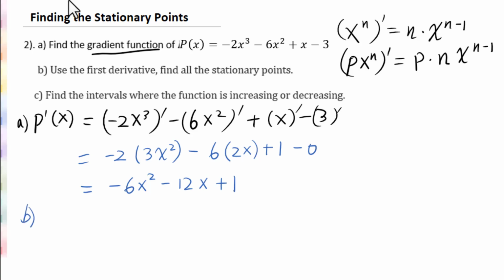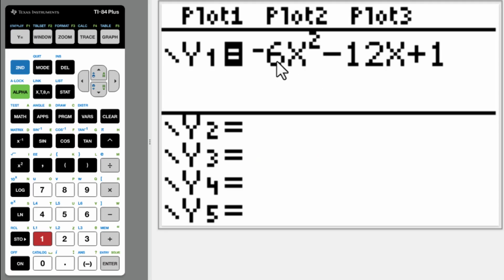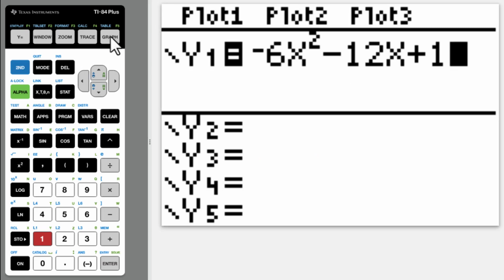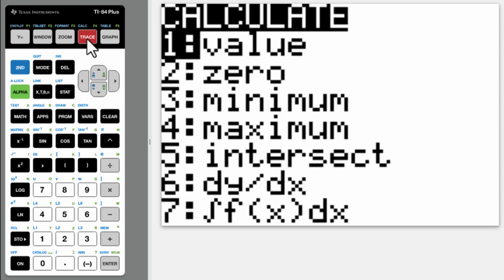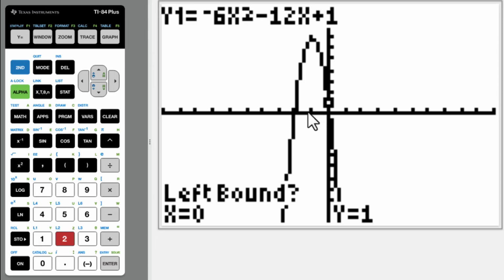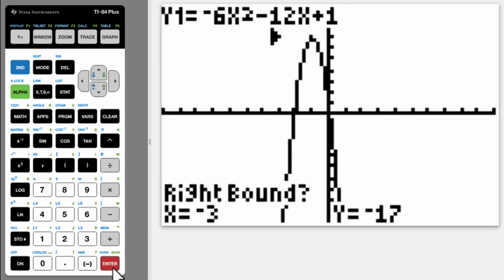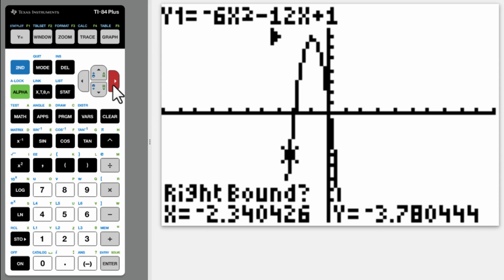For b, use the first derivative to find all the stationary points. P prime of x equals 0, which means negative 6x squared minus 12x plus 1 equals 0, by graphing. So we put the function into y1, then graph. Second trace 2. Left bound. This is negative 1, negative 2, negative 3. So we put negative 3. Enter. Then right bound, you can move.